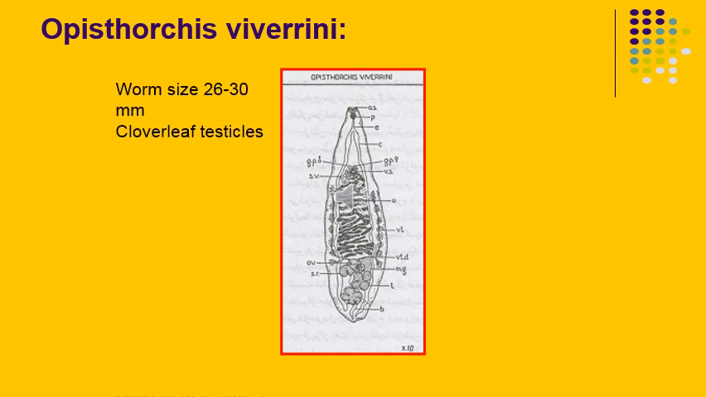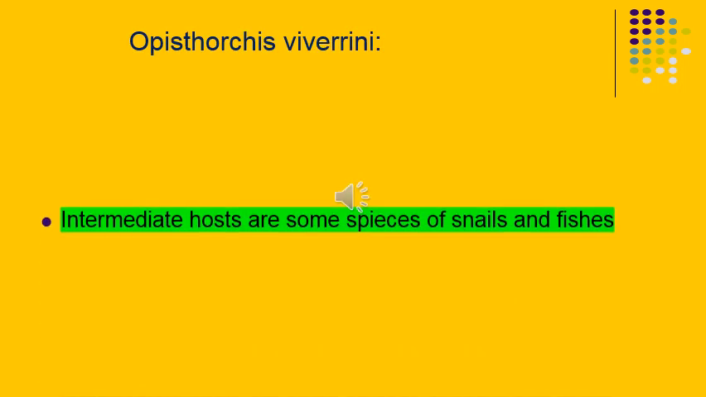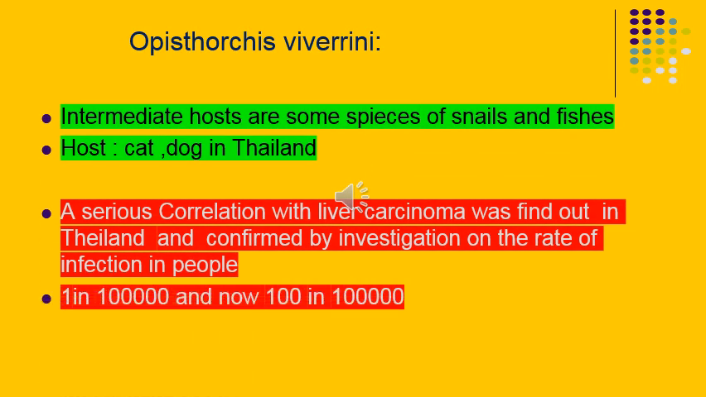In the next slide, we are going to talk about Opisthorchis viverrini, which is another liver fluke. Of course, it is very similar to Opisthorchis felineus, but the size is a little different. The worm size is about 20 to 60 millimeters, but the testicle is clover leaf-like. Opisthorchis viverrini intermediate hosts are some species of snails and fishes. The final host is cat and dog in Thailand.